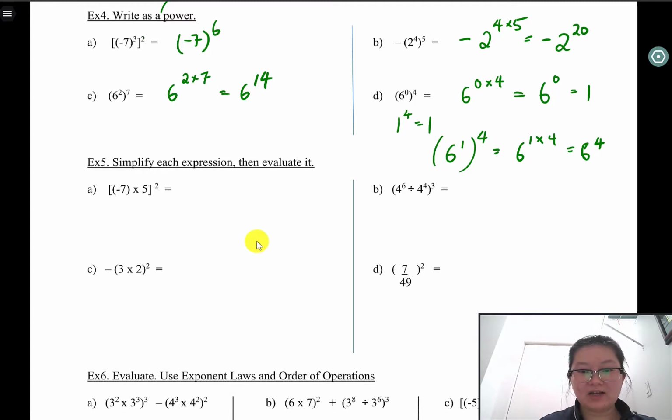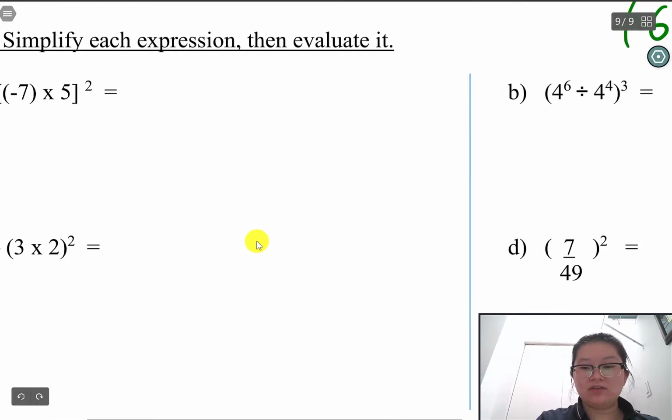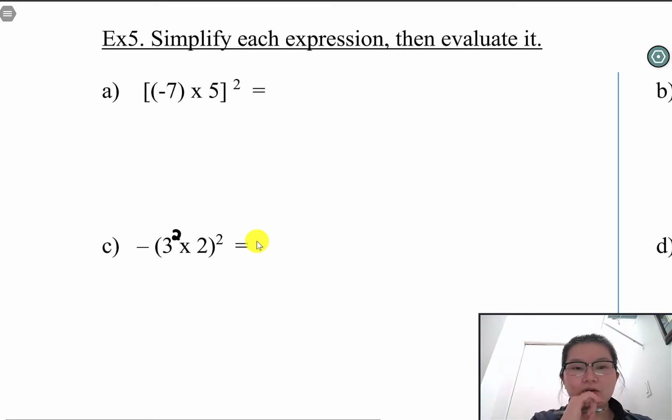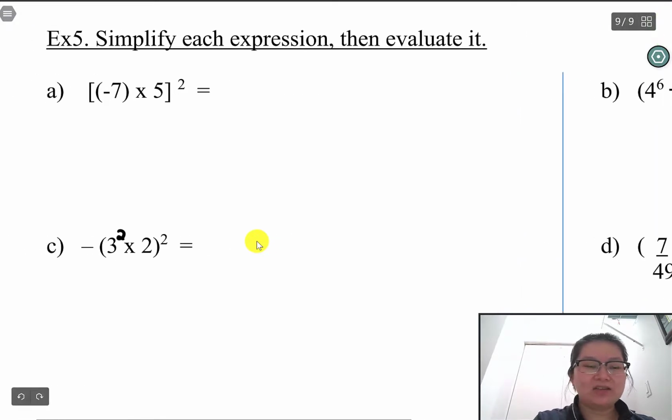But let's do a few more examples here. I may even make one of these a little bit trickier. I'm going to make that 3 to the power 2, just to spice it up a little bit. So what I'm going to do is example 1, A and B, and then you try C and D. So let's go.